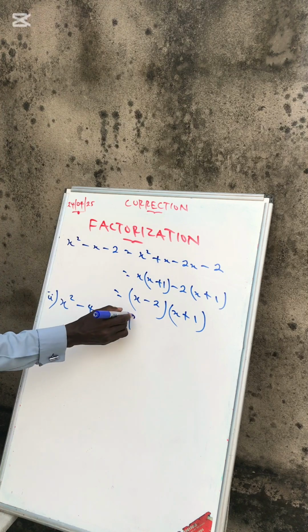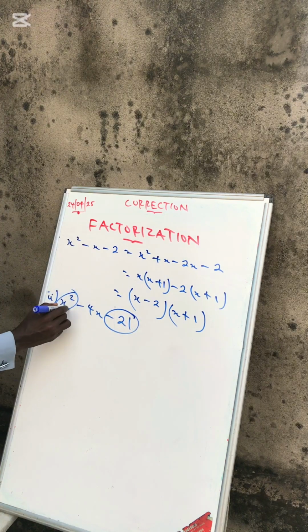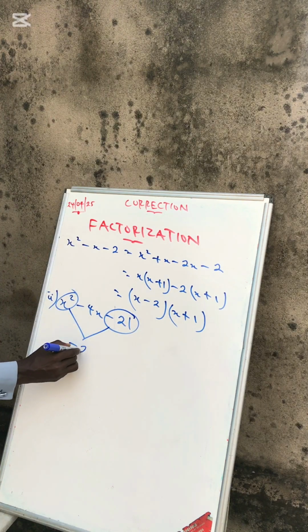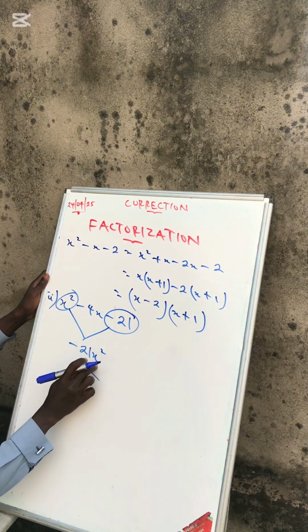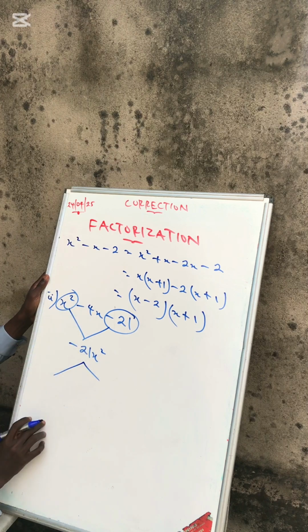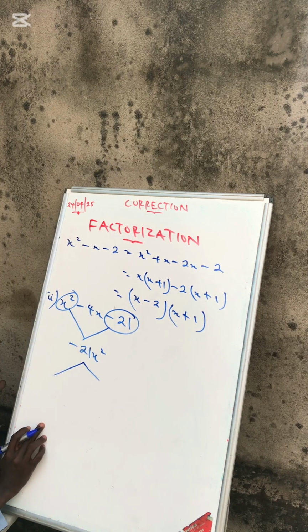Look at that. Minus 21 times x squared. What does that give you? Minus 21 x squared. Now, what are the factors of minus 21 x squared whose sum is minus 4x? When we multiply, we'll get minus 21 x squared. When we add, we'll get minus 4x. Do you understand?